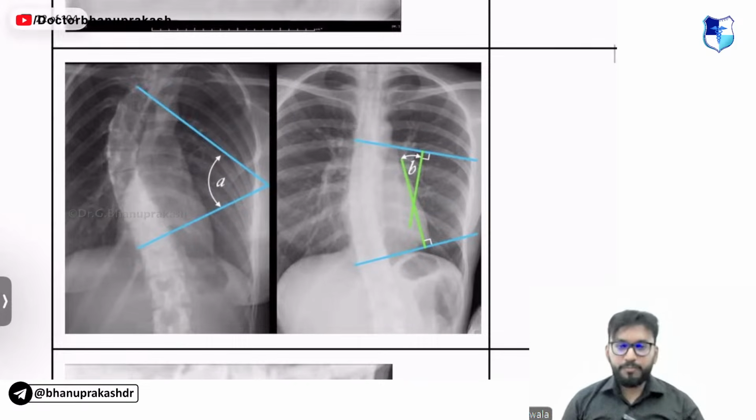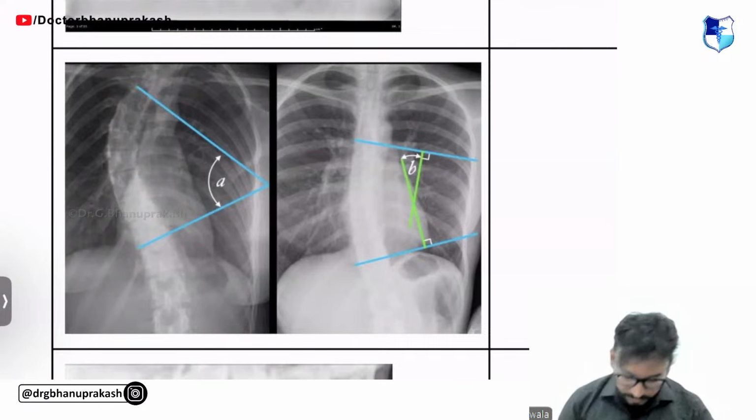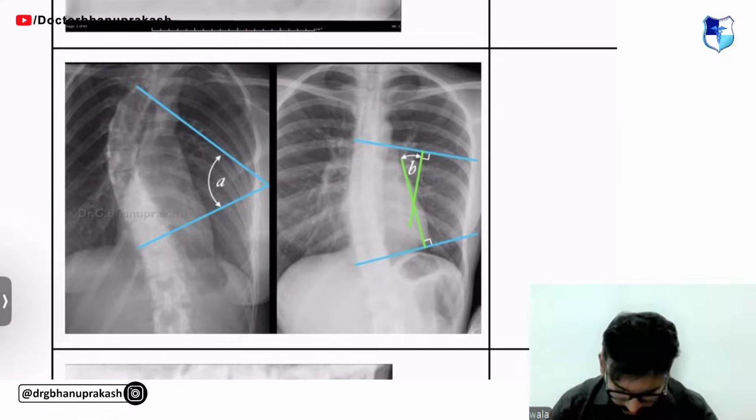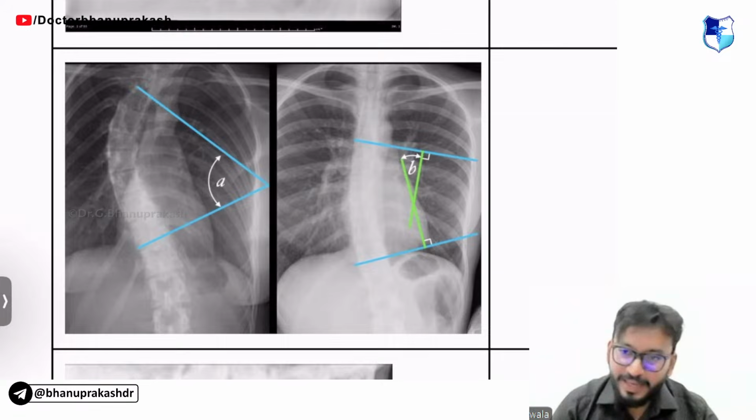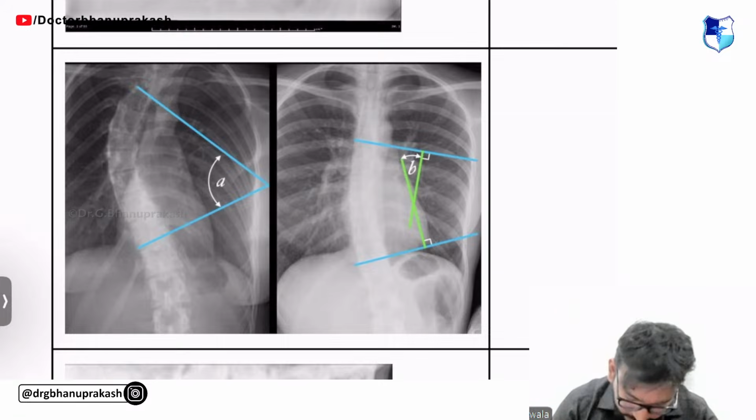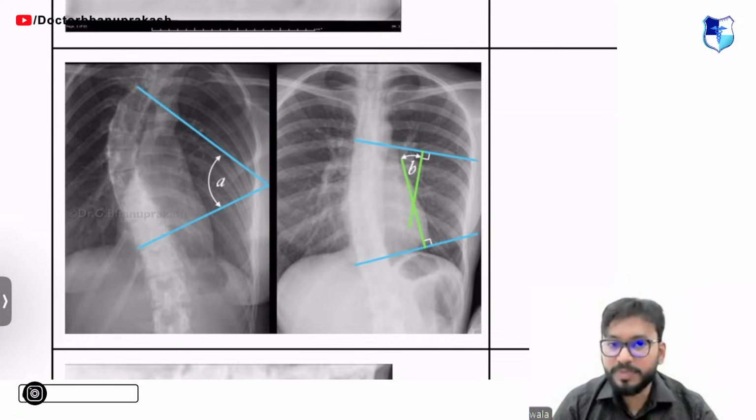Okay, guys. What is this angle? Come on. Look at this angle. I've given you a very important hint. It's an angle. What angle is this? Yes, beautiful. It is a Cobb's angle.